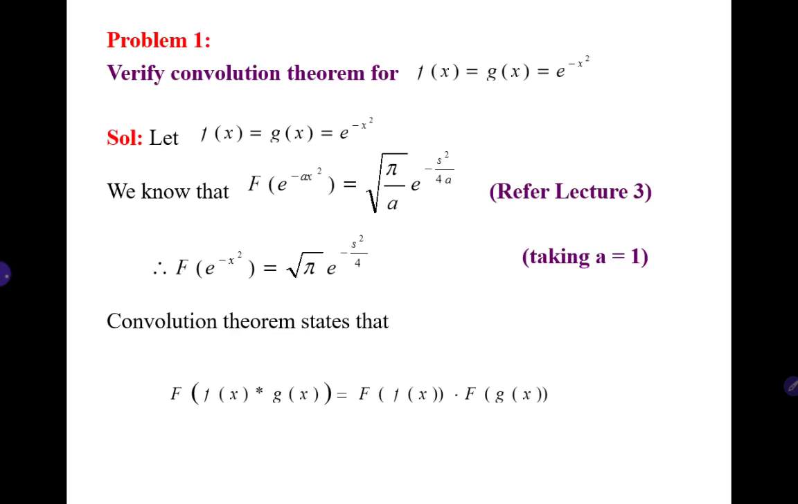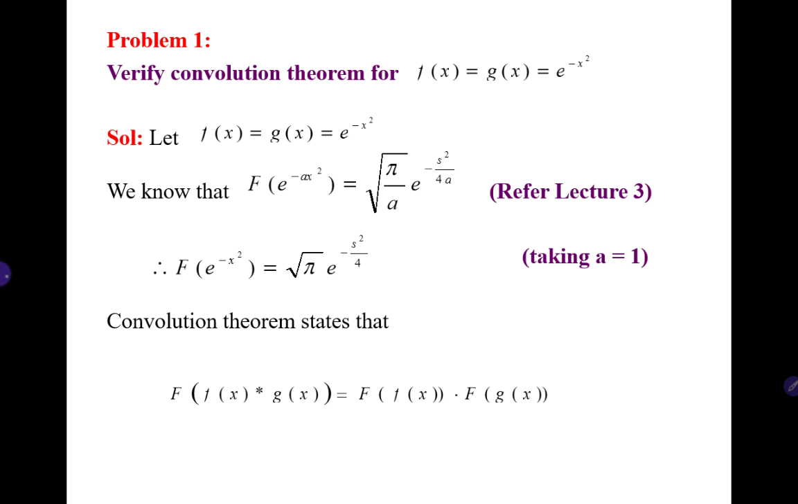Problem number 1 is verify convolution theorem for the functions f of x is equal to g of x is equal to e power minus x square. So we take f of x is equal to g of x is equal to e power minus x square.